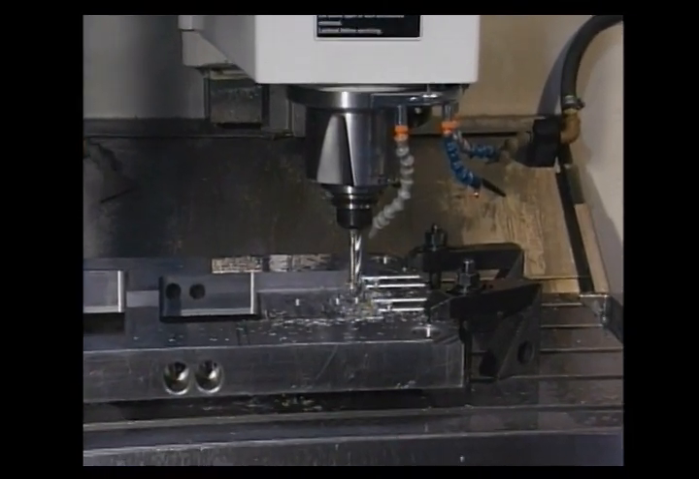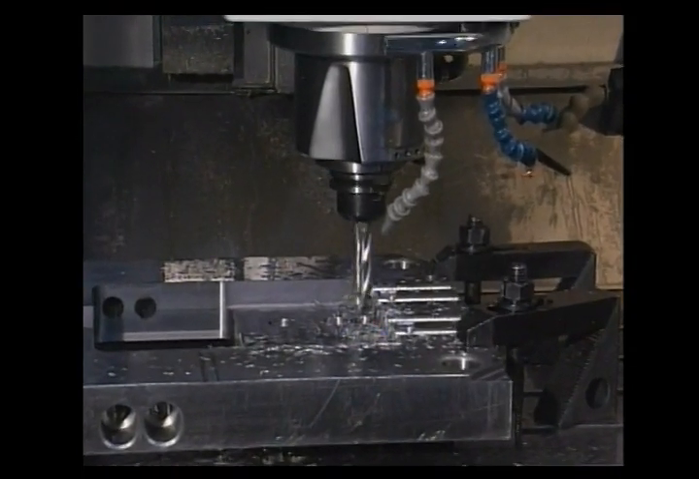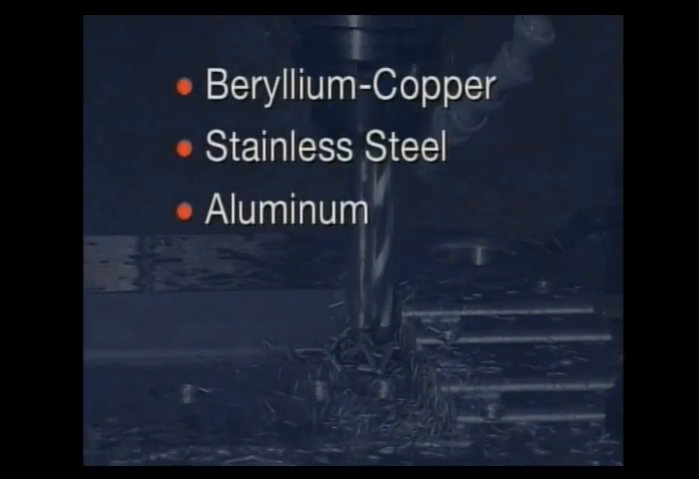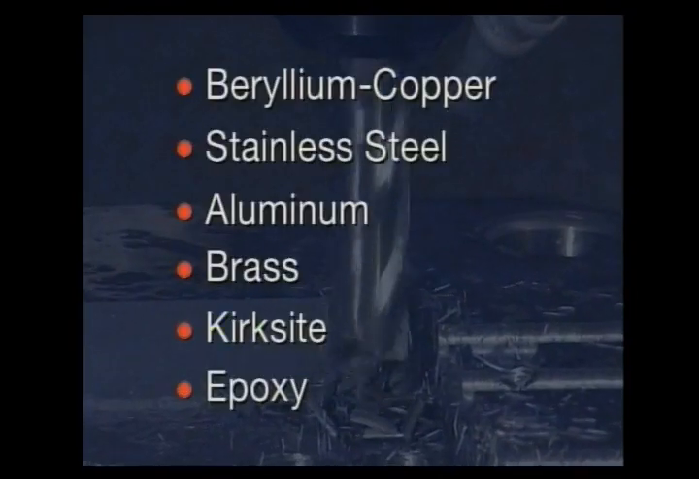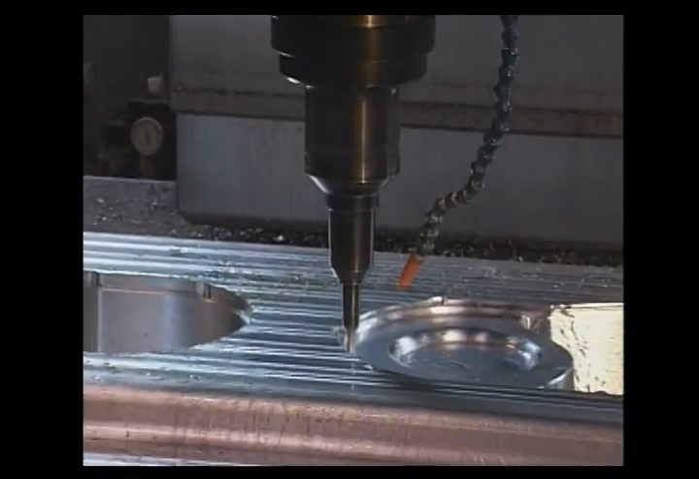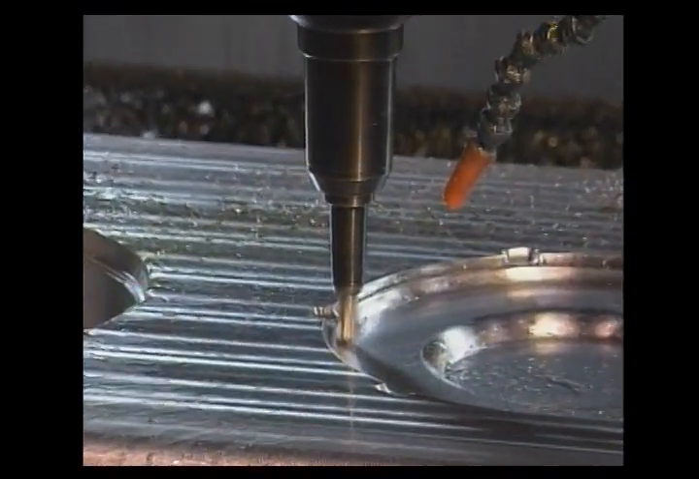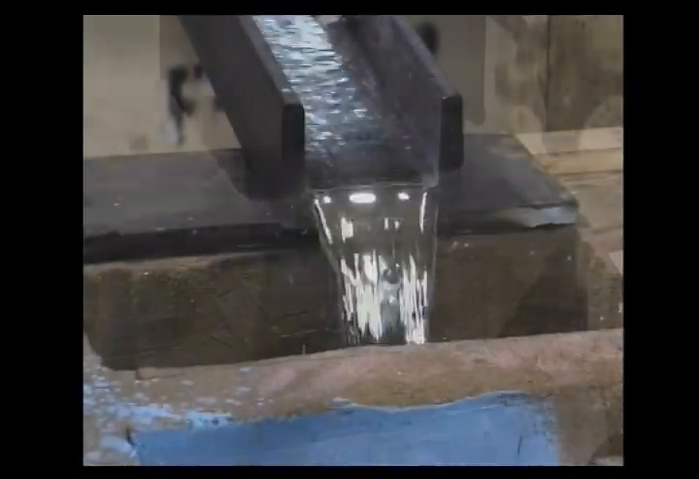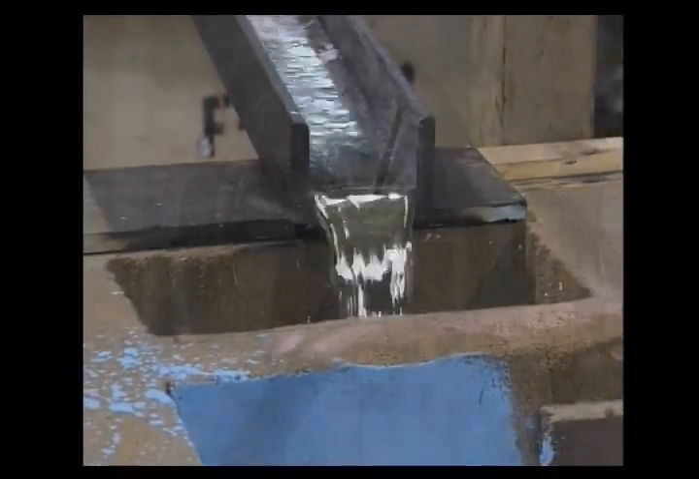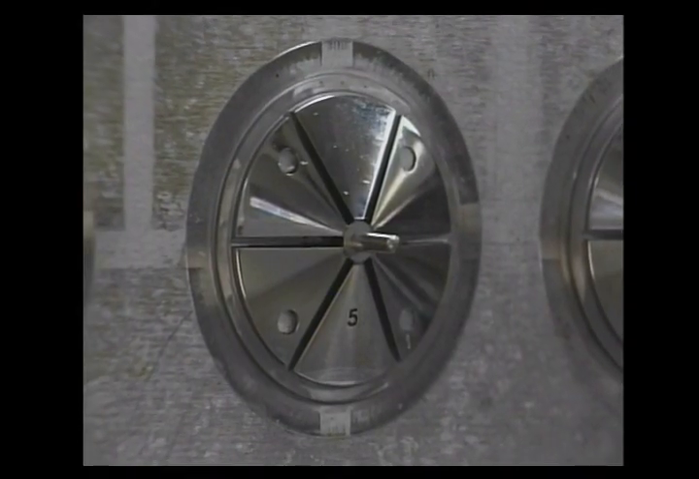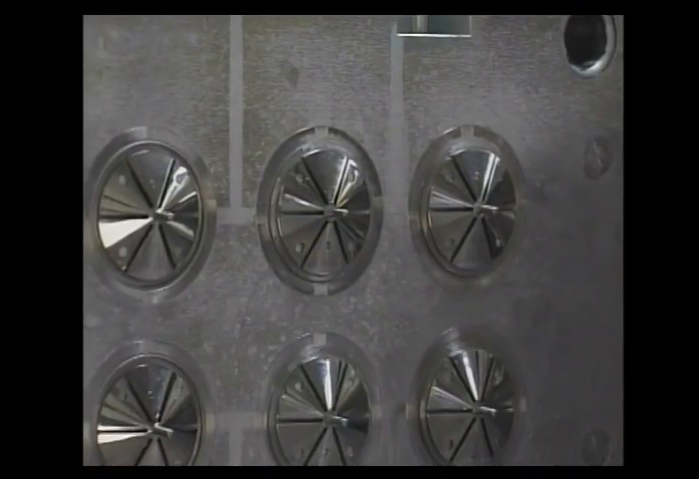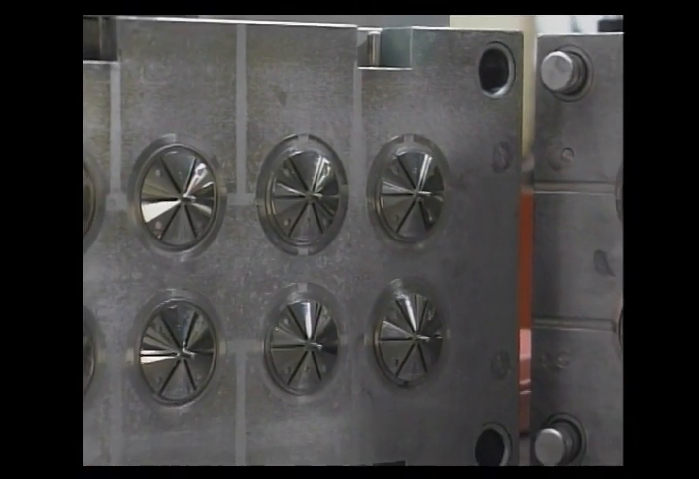Molds are usually produced from special mold steels, but are also manufactured from materials such as beryllium copper, stainless steel, aluminum, brass, Kirksite, and epoxy. Molds are manufactured using a variety of methods, including machining, EDMing, casting, and others. Once manufactured, mold cavities and cores are generally heat-treated. In addition, the cavity and core surfaces are often plated or coated to help resist wear, corrosion, and to aid in part release.